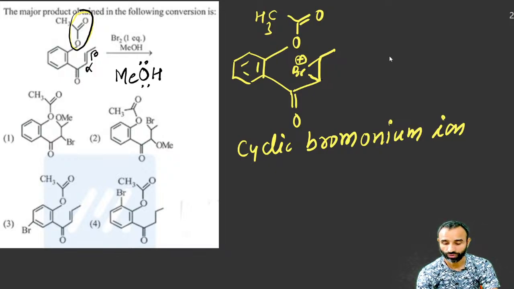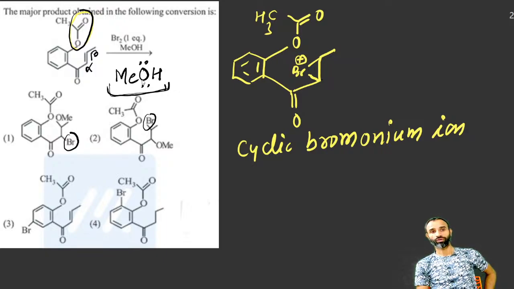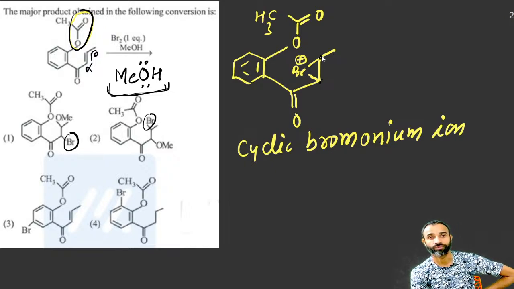and therefore, see, when this methanol attacks, we have either one. So now the question is whether bromine is attached to the CO side or on the other side. So tell me, methanol will attack on this carbon or the other one?